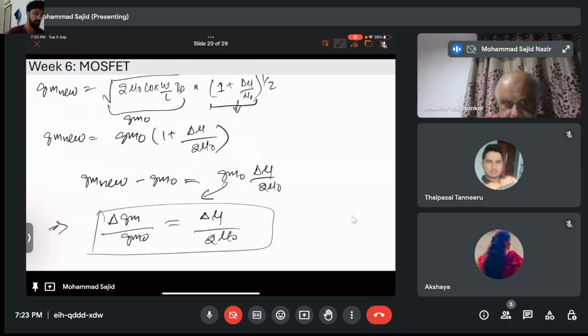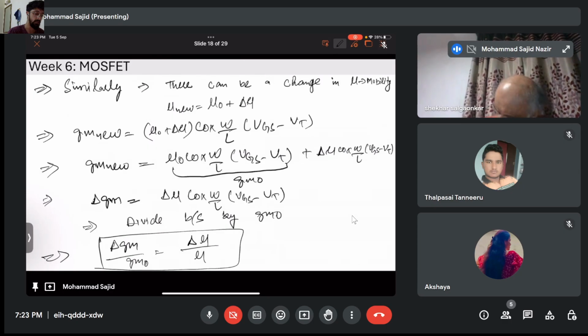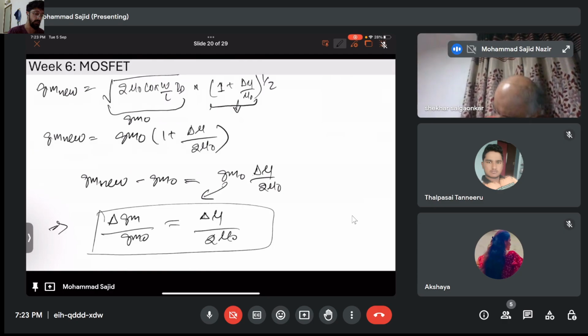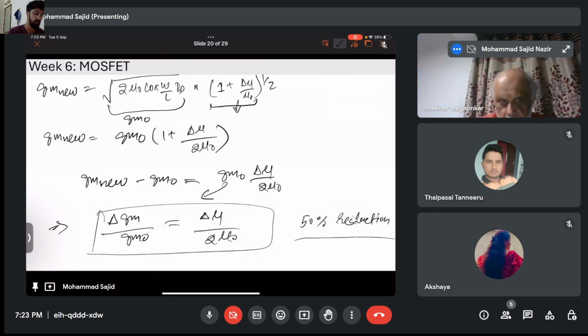So can you see here, in the previous case it was delta mu by mu, and in this case it is delta mu by 2 mu naught. So there is a 50% reduction in sensitivity, right? 1 by 2. Yes, sir. So current sources make a circuit less sensitive to the change in mobility and threshold voltage.